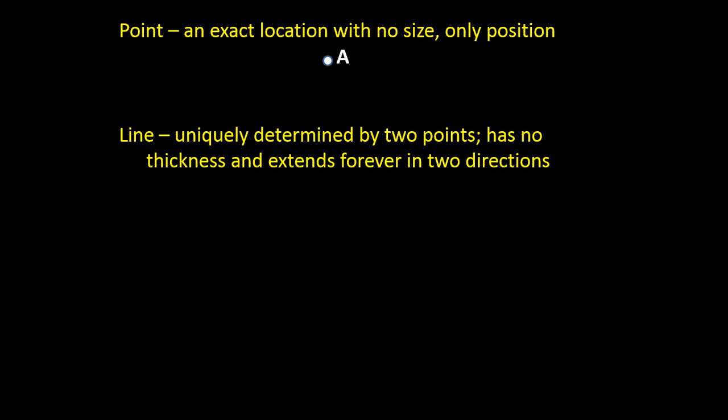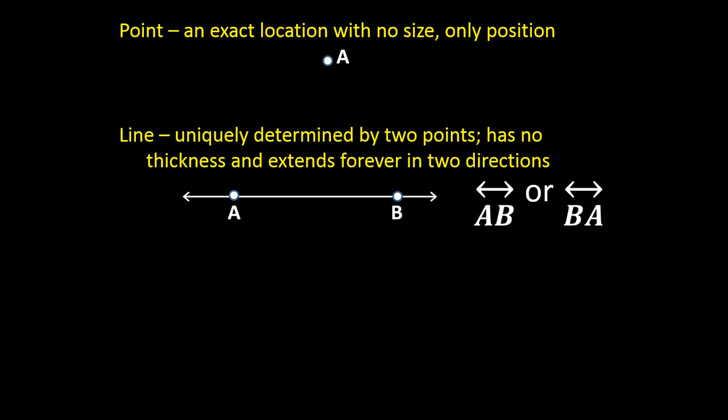A line is determined by 2 points. It has no thickness and it extends forever in 2 directions. So a line is actually a one-dimensional figure. Here's an example of how we might depict a line. This line goes through points A and B, so we could call this line AB, or we could call it line BA.